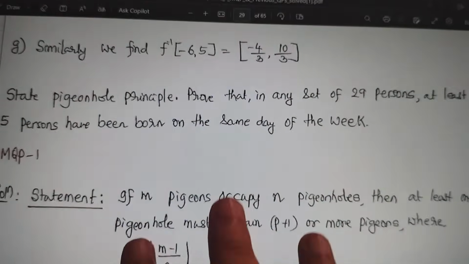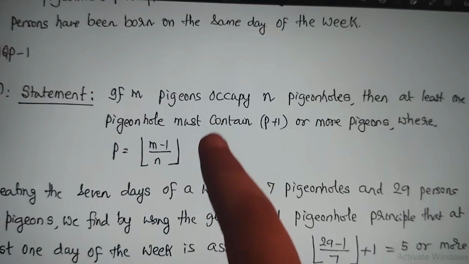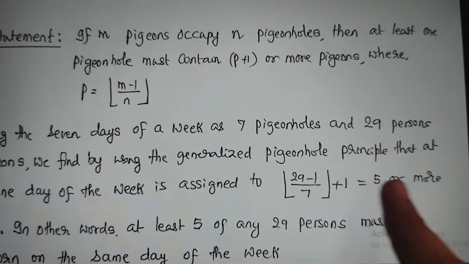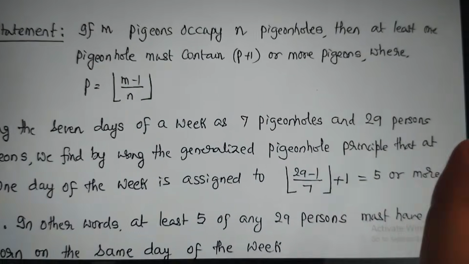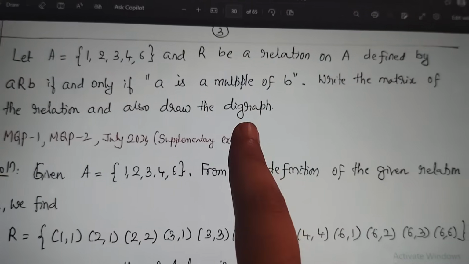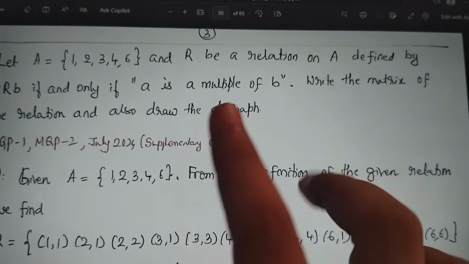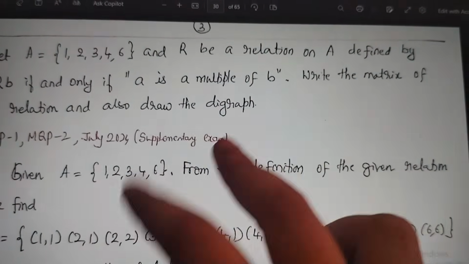Then the pigeonhole principle, definitely they'll ask. So we have to write the pigeonhole principle. Don't forget to write +1 while solving. Okay, here there is no need of writing, here we have to write. Then one more kind of question, that is we have to write the given question in the form of a set and write either a Hasse diagram or a normal digraph.